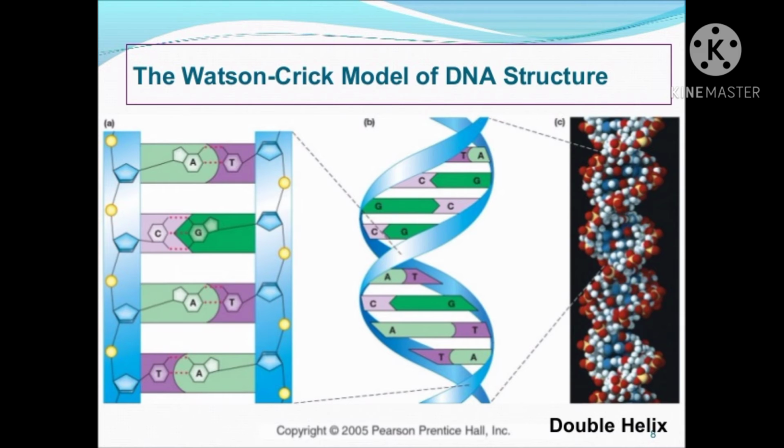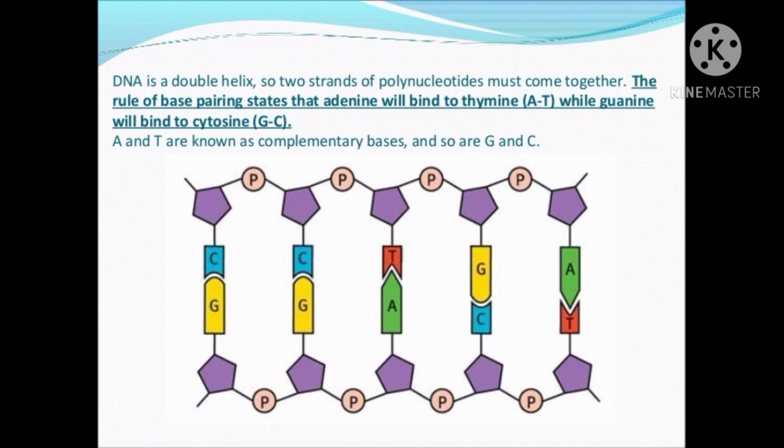Here is the double helical structure of the Watson and Crick model of DNA. It's a double helix structure. Okay. The DNA molecule is made up of two antiparallel polynucleotide chains. They are said to be antiparallel because the two chains run in opposite directions.